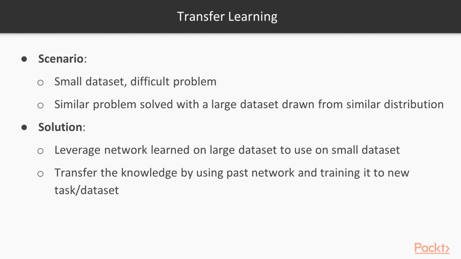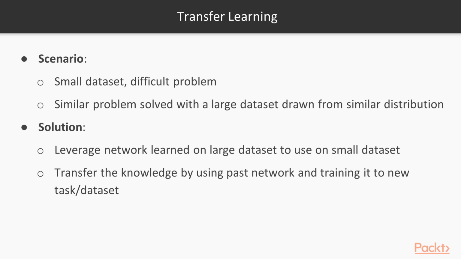So first off, transfer learning. Transfer learning is useful in scenarios where you have a small data set but a difficult problem, and there has been a similar problem solved that leverages a large data set that is drawn from a similar distribution. This means you have a task that's similar to a task that's already been sort of solved before, but your data is going to be just a little bit different.